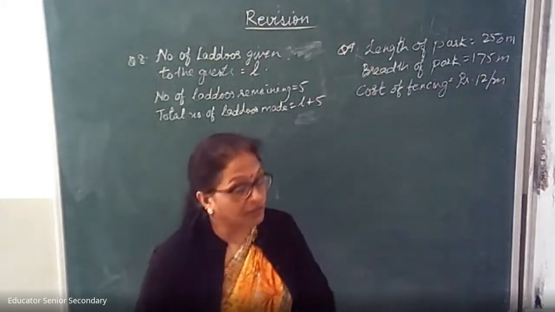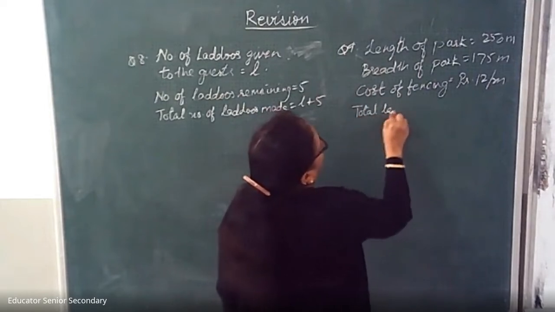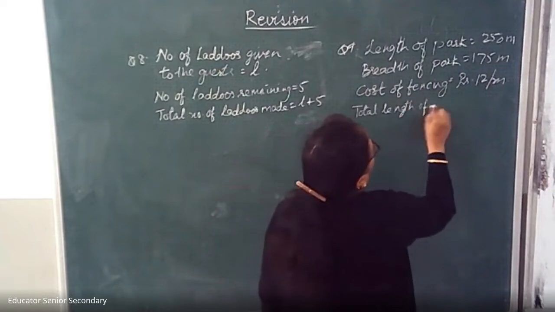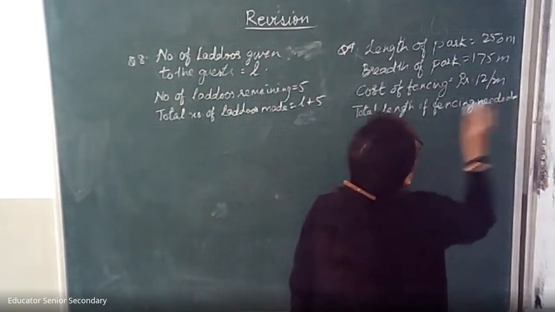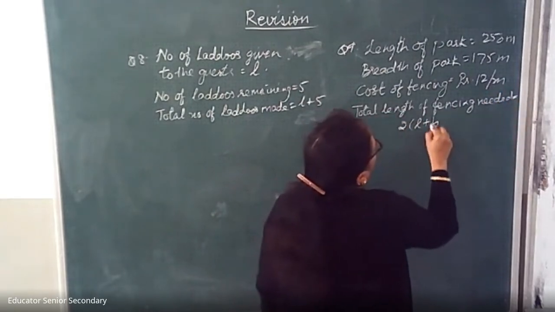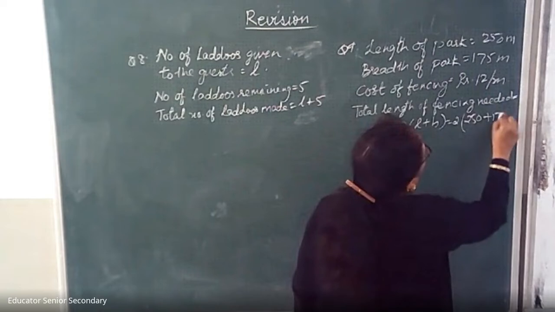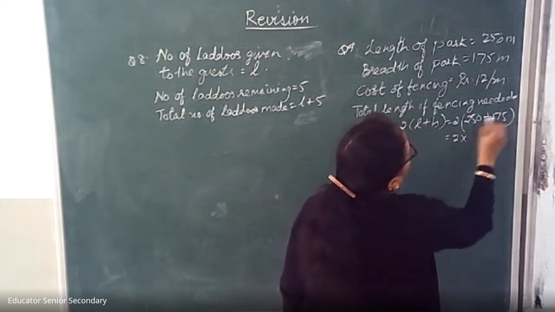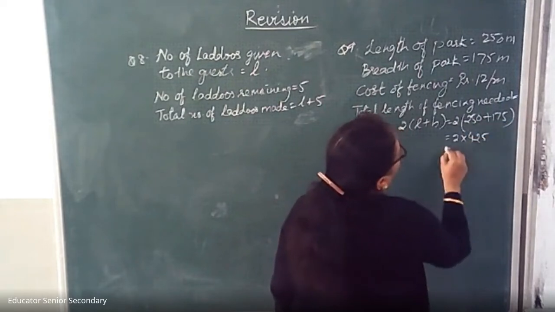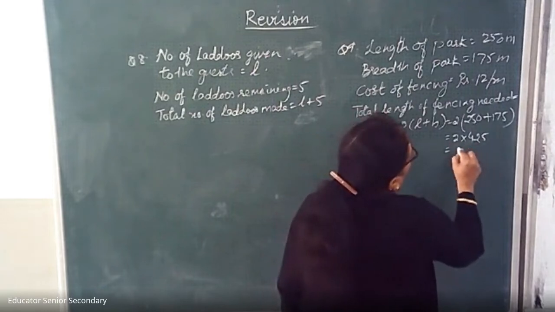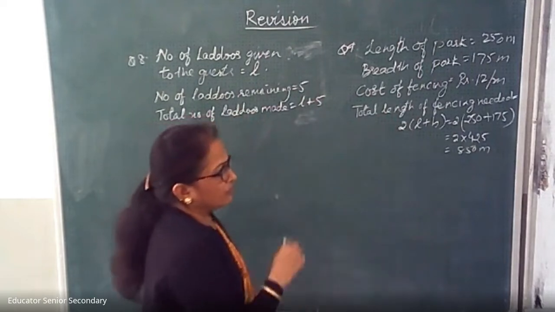Now we need to first find out the total length of fencing. So how do we find total length of fencing needed? It is equal to twice L plus B, that is 2 into (250 plus 175). That is 2 into 425, and that is 850 meters. Now this much fencing is needed for the rectangular park.